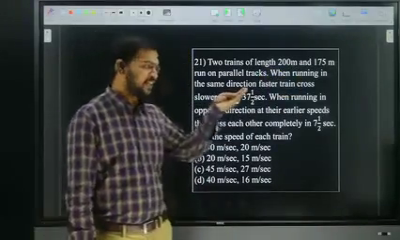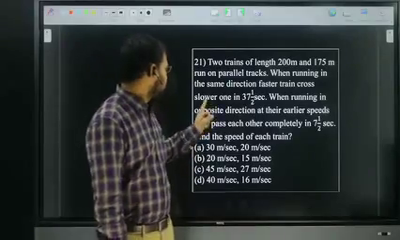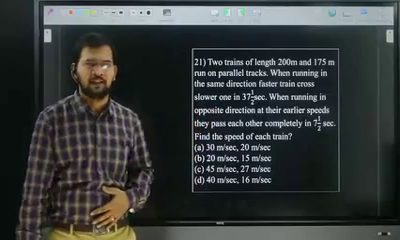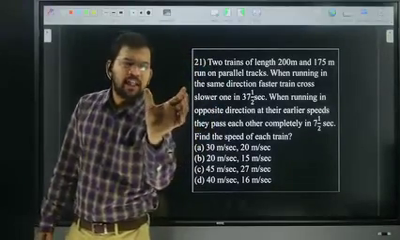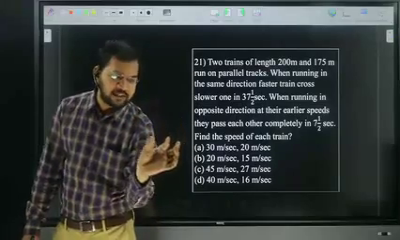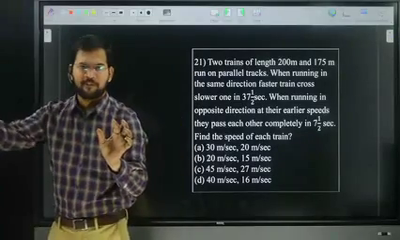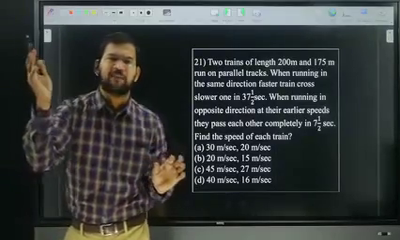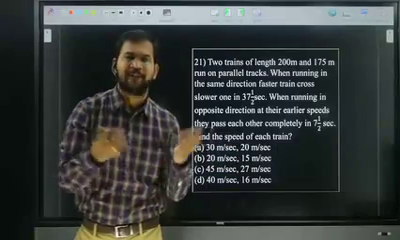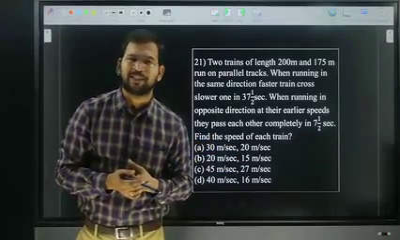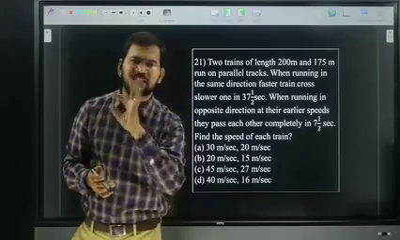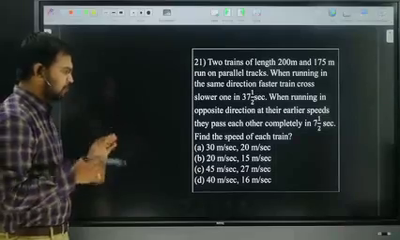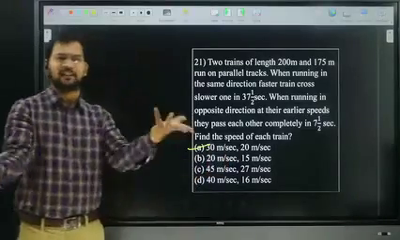375 divided by what, in the first case? Same direction, how many seconds? 37.5 seconds. So here, 375 meters by S1 minus S2 is equal to 37.5. 37.5 tens are 375. Therefore, S1 minus S2 is equal to 10 meters per second. The difference of their speeds is 10 meters per second. See the options. Which option has a difference of 10 meters per second?